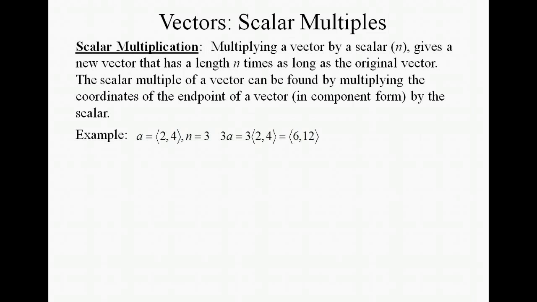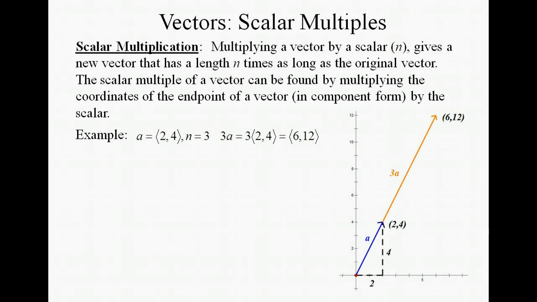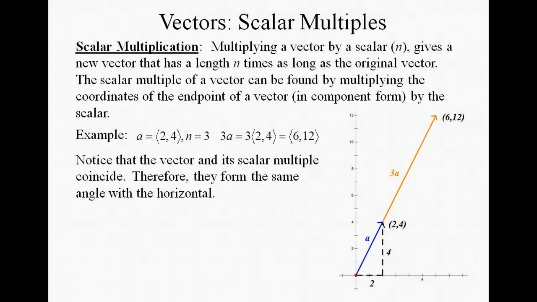Our scalar is 3, which just means that we're going to multiply the vector 2, 4 by 3. Multiplying the coordinates by 3, you get the new vector 6, 12. Let's go ahead and put these on the coordinate plane. What you should notice is that the two vectors coincide, which means that they're going to form the same angle with the horizontal. The other thing that you should notice is the vector 6, 12 is 3 times the length of vector A.